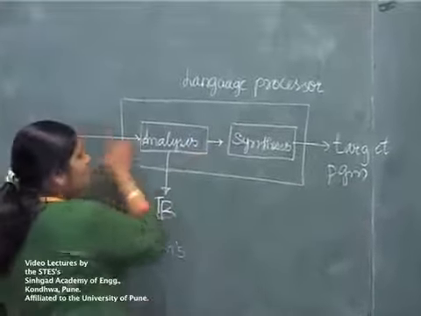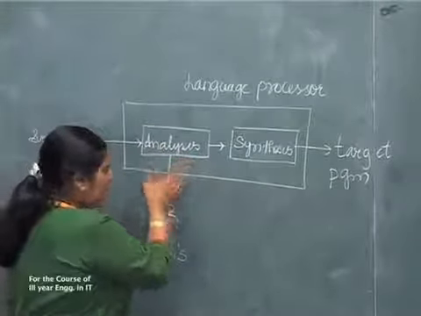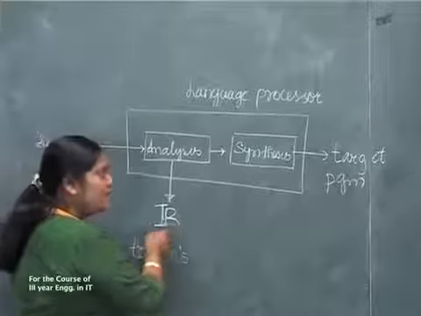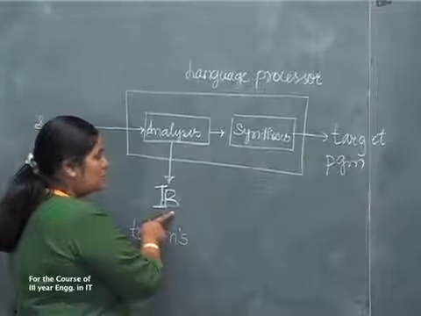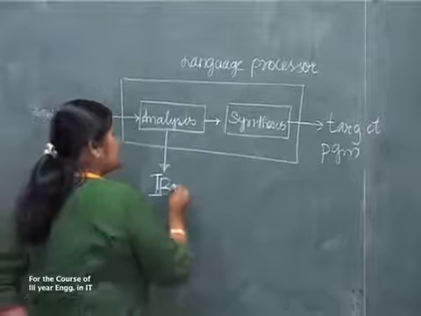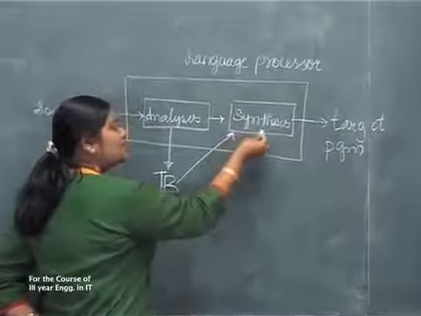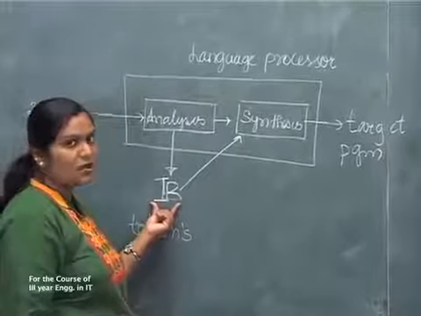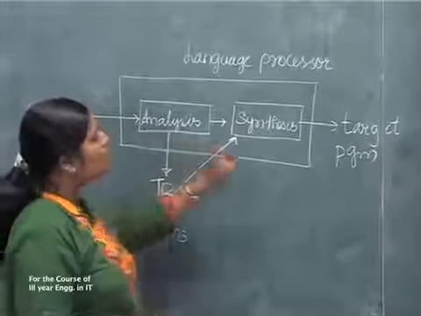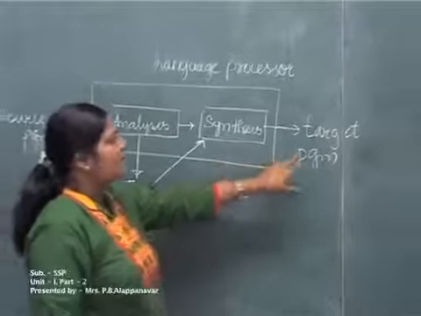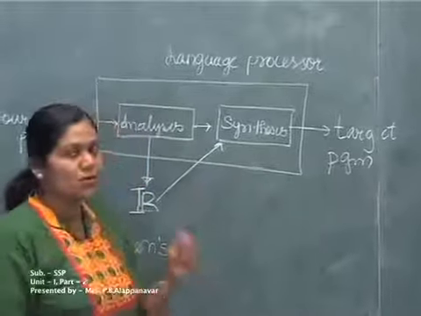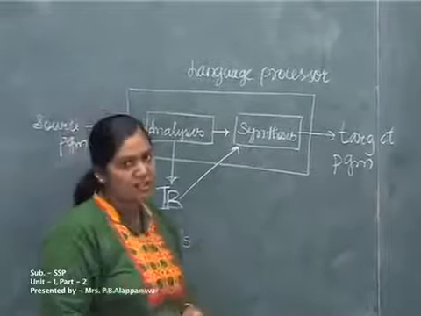The source program is given to the analysis phase, which breaks it into pieces called tokens and creates an intermediate representation for the source program, and this intermediate representation is used by the synthesis phase. With the help of this intermediate representation, called intermediate code, it then generates the equivalent target program. That is, it synthesizes the code, or generates the equivalent machine language code.